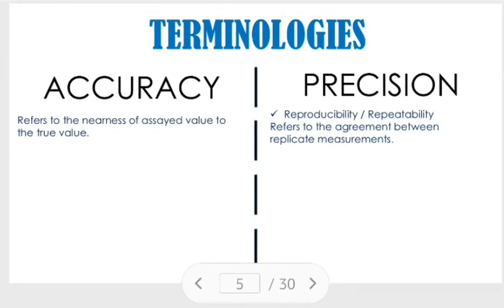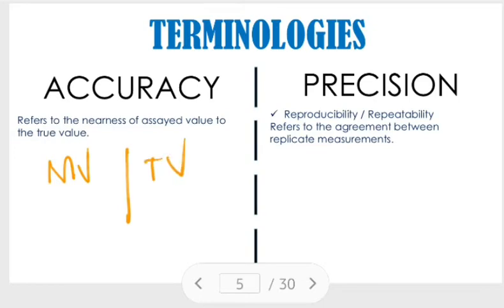Next, we have accuracy and precision. Accuracy refers to the nearness of the assayed value to the true value. So it refers to the degree of agreement between a measured value and its true value. Accuracy is the comparison of the measured value to the known value obtained from a reference material. So for example, we have the measured value and the true value.